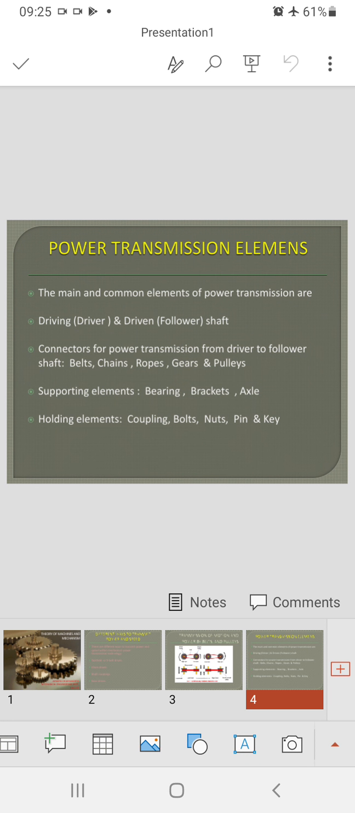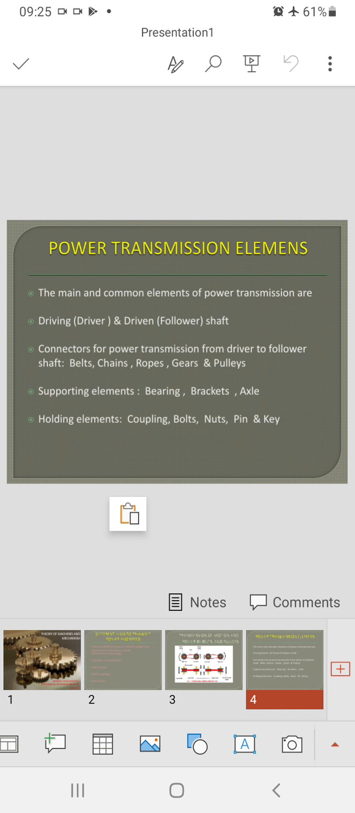Next, the power transmission elements. The elements required to transmit the power from the driver pulley to the follower pulley, or driver shaft to the follower shaft. Number one is the driving or driven shaft. The other name of the driving shaft is driver and the other name of the driven shaft is follower, because the driver gets the motion directly from the motor and transmits the power by means of chain, belt, etc. to the driven or follower shaft. Connectors are required to transmit the power. Those are belt, chain, rope, gear and pulleys.